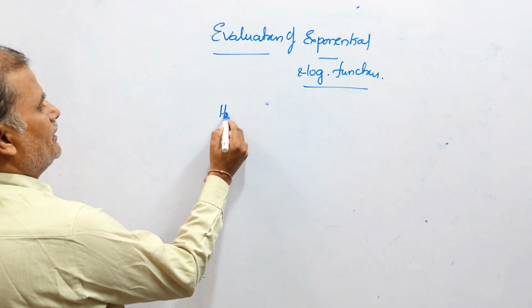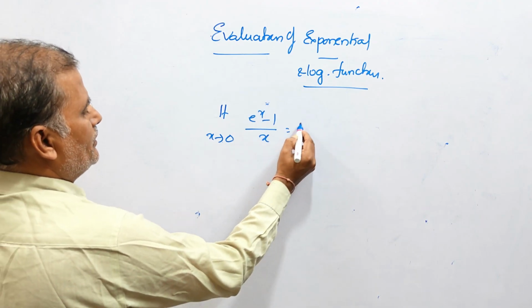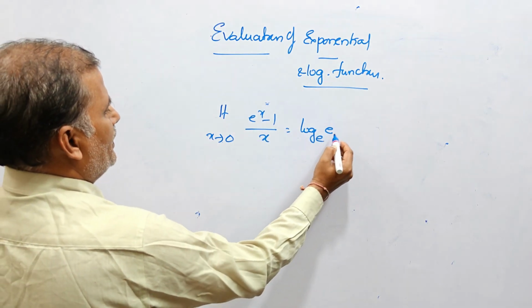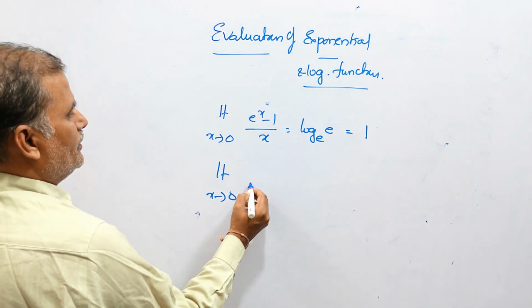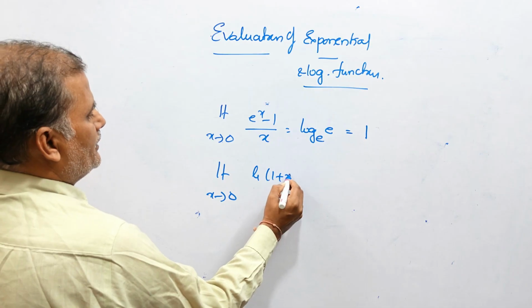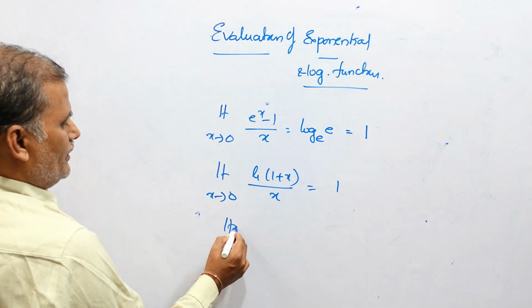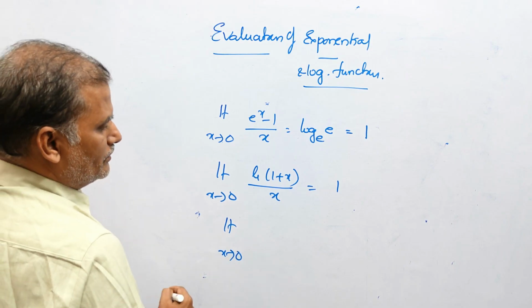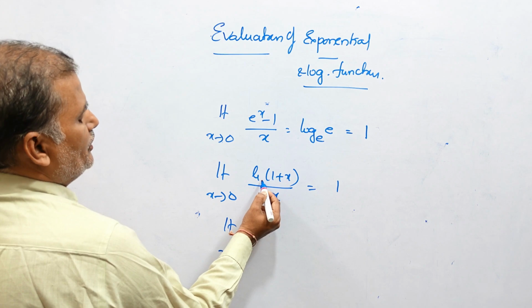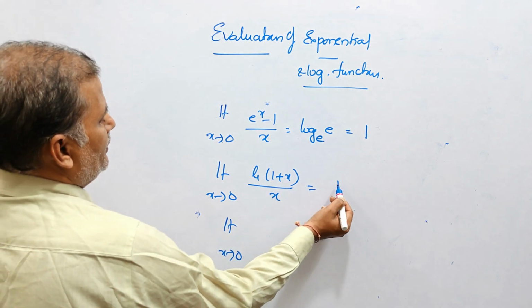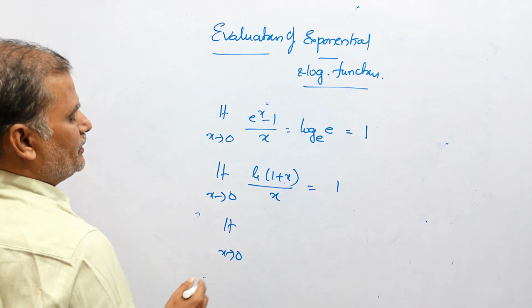This is e power x: limit x tends to 0, (e power x minus 1) by x is equal to log e base e, which is equal to 1. And limit x tends to 0, log(1 plus x) by x is also 1. Here there is no base e, we just get log e base e is equal to 1. Here e base a means again e base e.